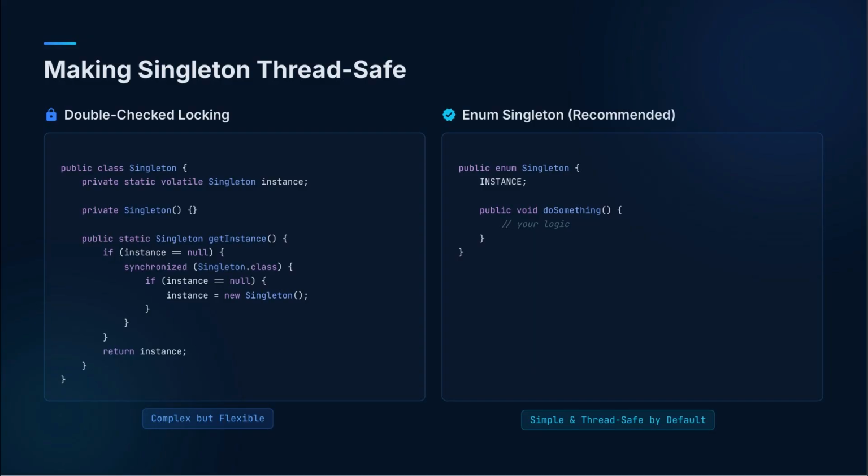On the right, the enum singleton is Joshua Bloch's recommended approach from Effective Java. It's dramatically simpler. The JVM guarantees that each enum constant is instantiated exactly once, and it's inherently thread-safe. More importantly, it automatically defends against serialization attacks and reflection-based instantiation, which the double-checked locking approach does not handle out of the box. For most Java applications, the enum approach is the best choice unless you need lazy initialization or your singleton must extend a class rather than implement an interface.